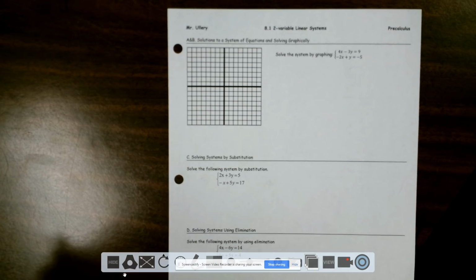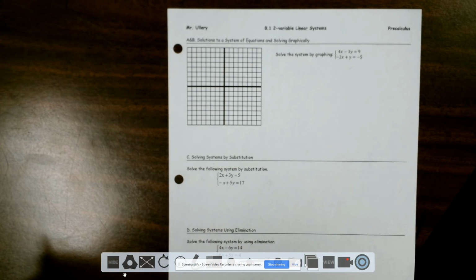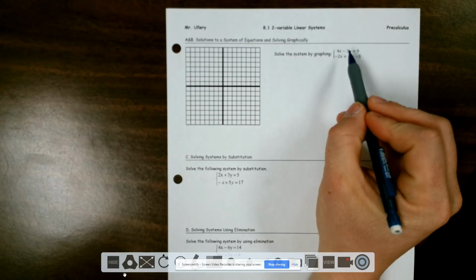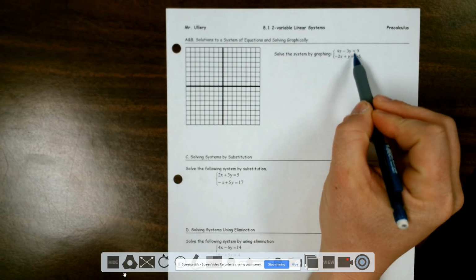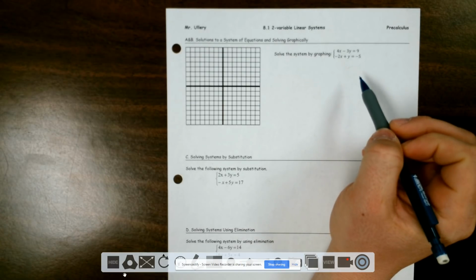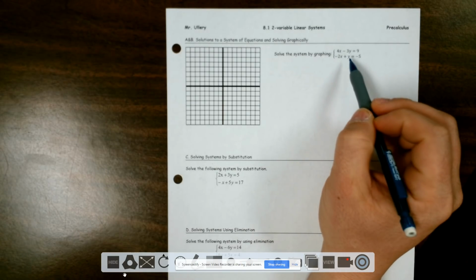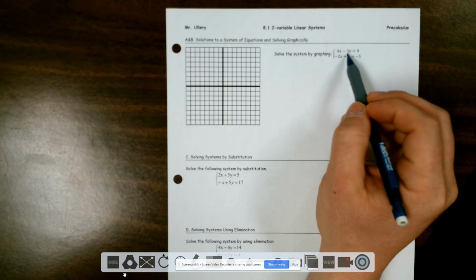And welcome back to Precalculus. We're in Chapter 8, Section 1 right now, looking at solving two-variable linear systems. It's important to take a quick note that if we're going to be solving for two variables, it's going to require us to have two different equal signs. It's impossible to solve independently two variables with one equal sign.